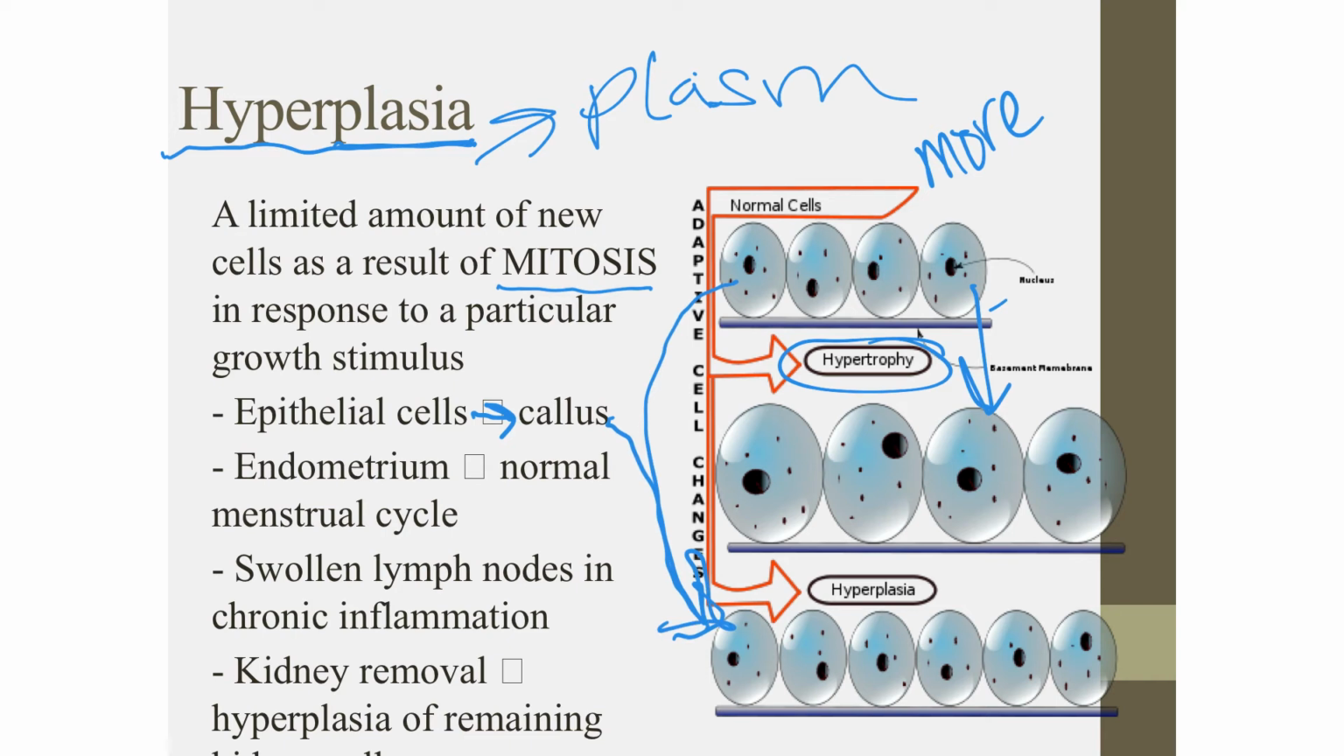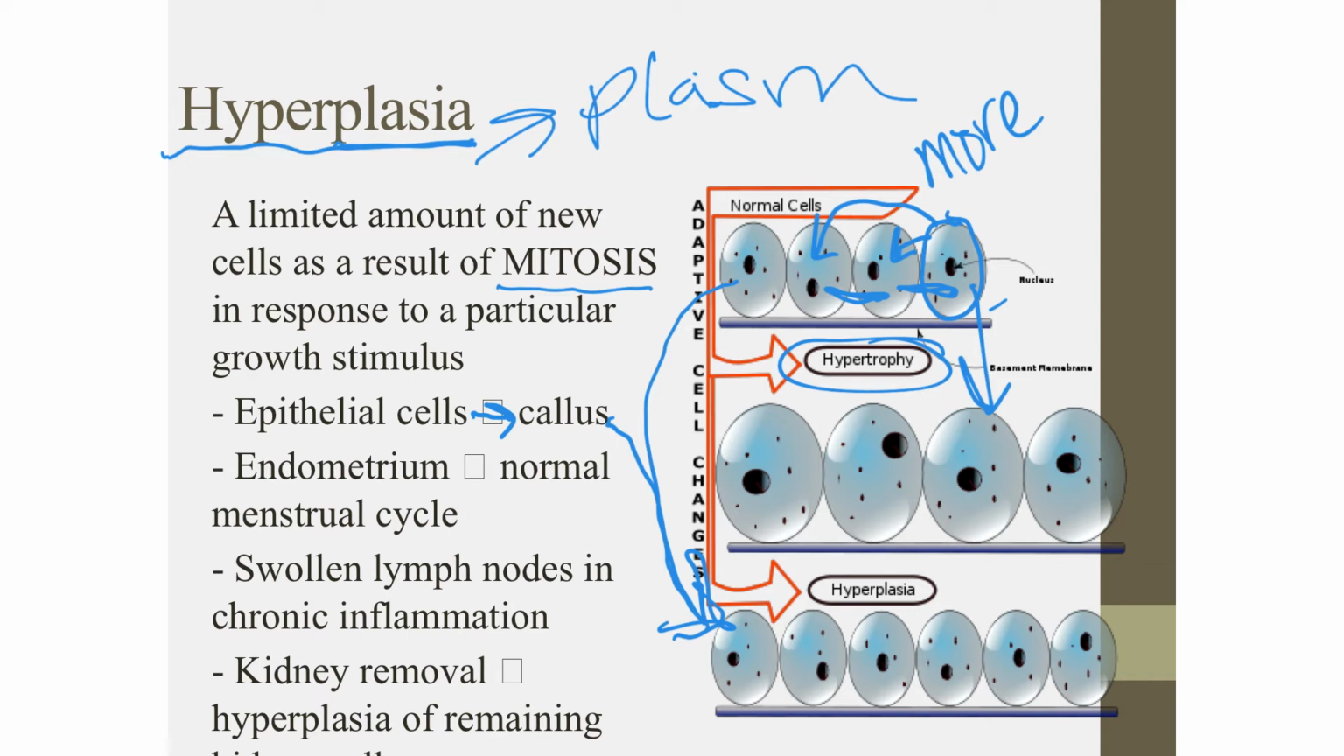And mitosis is when a parent cell splits into two identical daughter cells. They are identical to each other, and they're identical to the parent cell. So that's mitosis. Mitosis is generally okay. So hyperplasia, again, in epithelial cells, we see this with the development of a callus.